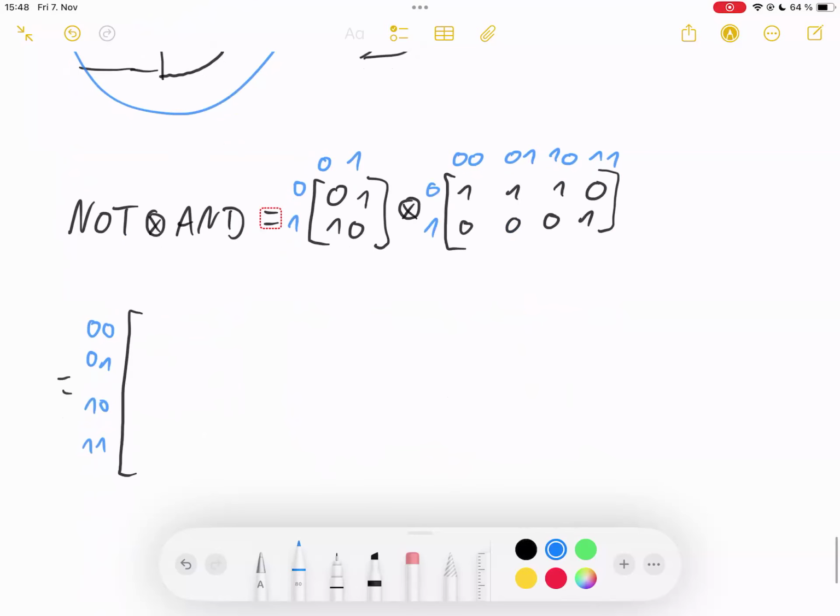We have 2 bits in parallel as the output, but as the input, we have 3 bits. So we need 2 to the power of 3 many columns, so 8 columns. And then this will be 0, 0, 0, 0, 0, 1, 0, 1, 0, 0, 1, 1, 1, 0, 0, 1, 0, 1, 1, 1, 0, 1, 1. So we have 8 columns.